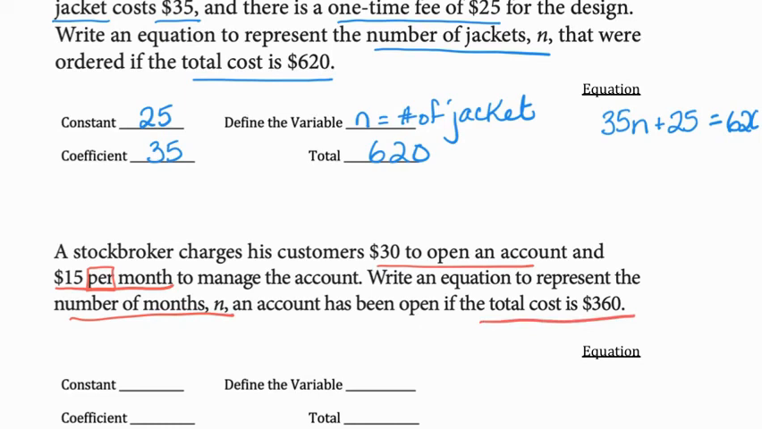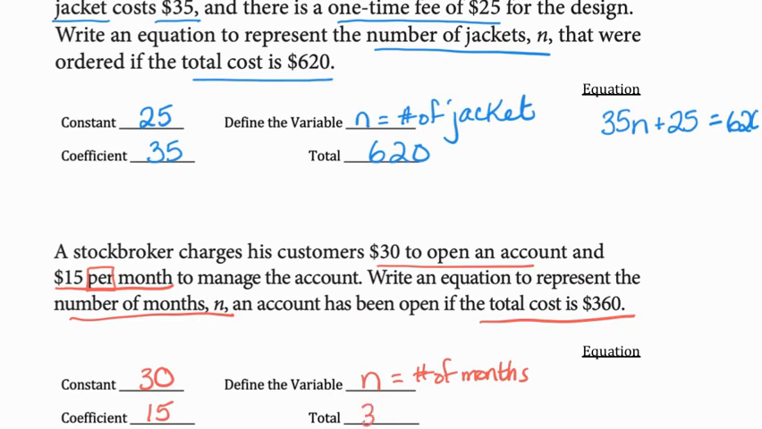So I'm going to actually first start with my variable. I know I'm using an N, and I know that's going to represent the number of months going by. So I've got to figure out what number, 30 or 15, is my constant. Does it never change? Well, hopefully you're seeing that 30. The 30 is to open the account. Anybody that walks in pays that flat $30 no matter what. It will not change. But what will change is the coefficient of 15 because that's going to change per month.